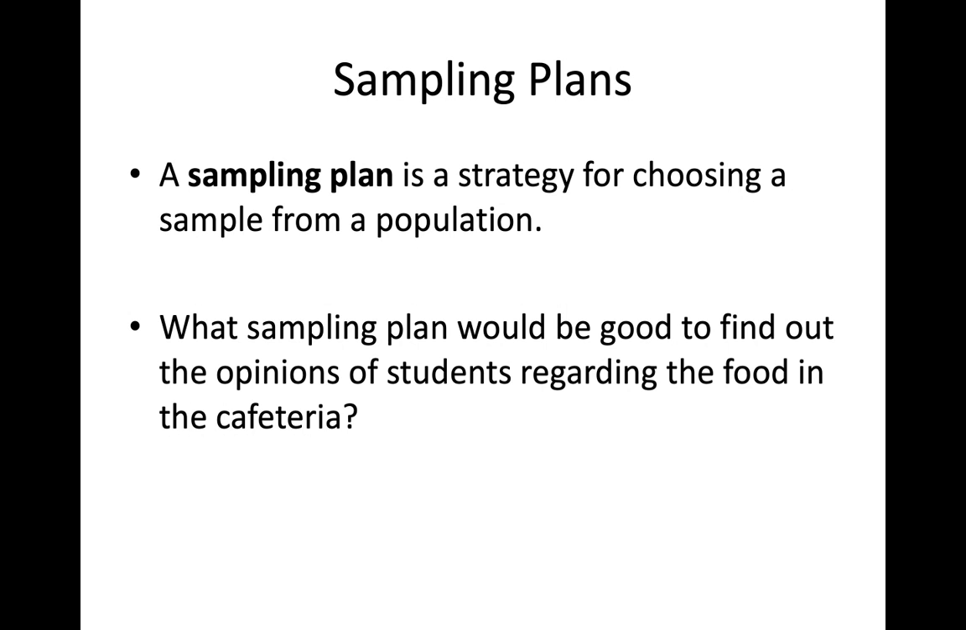What kind of sampling plan would be a good fit to find out the opinions of students regarding the food in the cafeteria? This is a question that you would need a sampling plan for. I'm still going to stick to the math analogy. So how do you figure out what kind of sampling plan works?